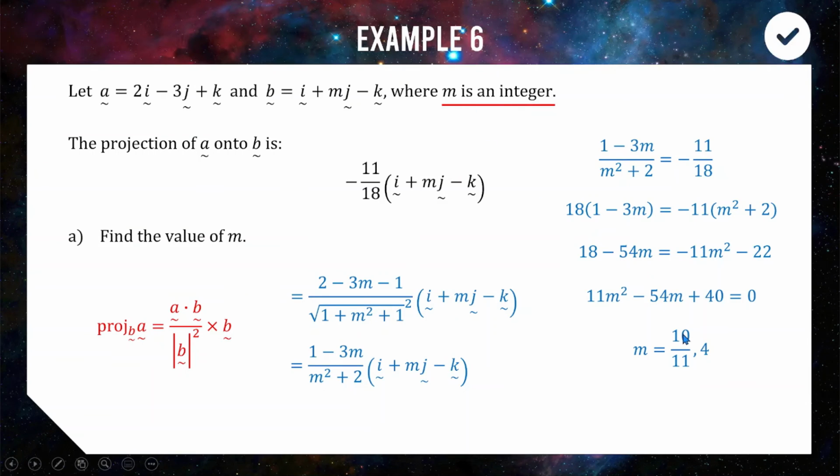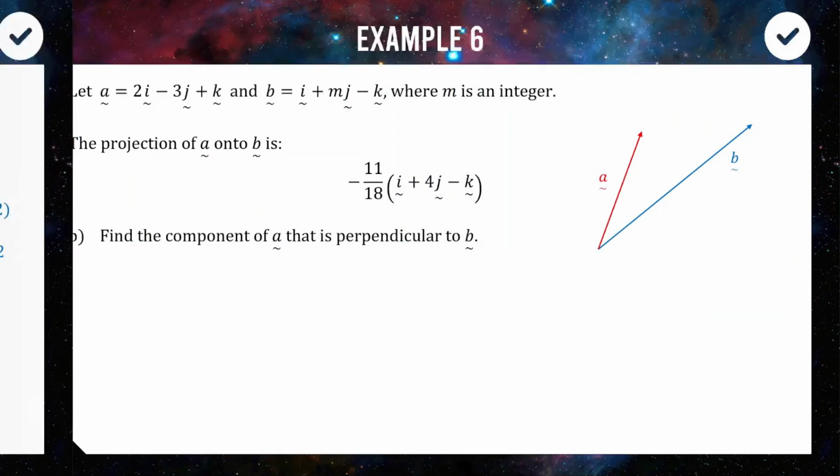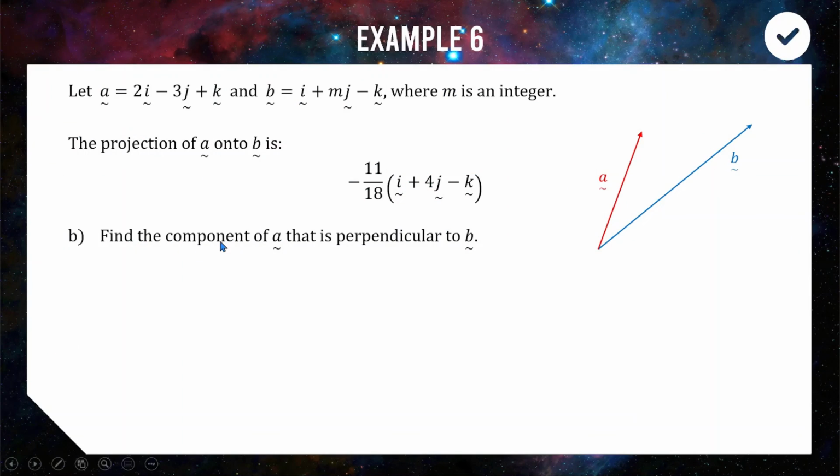So it's not the 10/11, m must be equal to 4, and there is our answer. All right, what a ride. I love quadratic equations. For part B, we have the components. We want to find the component of A that is perpendicular to B. All right, let's talk about what that actually means.